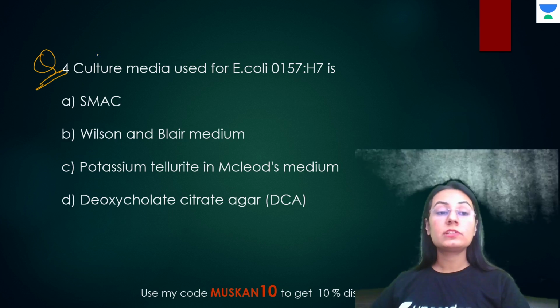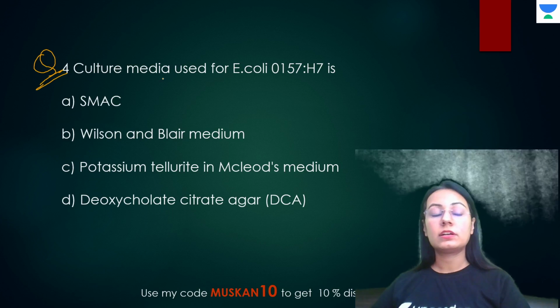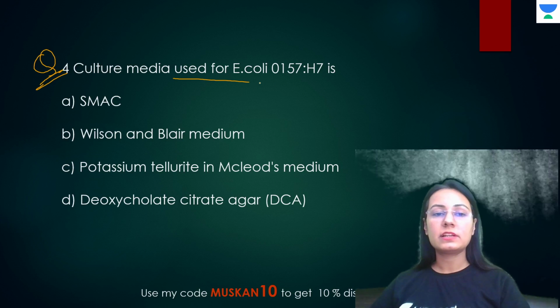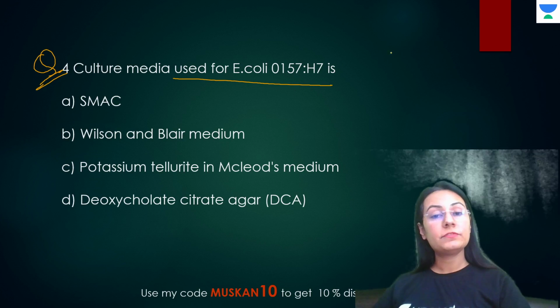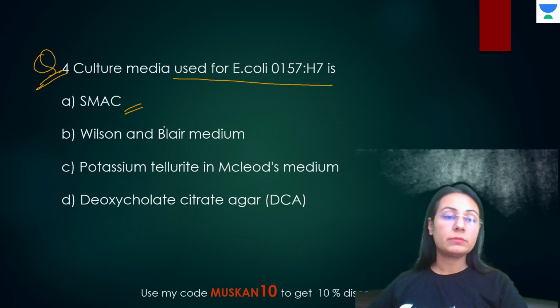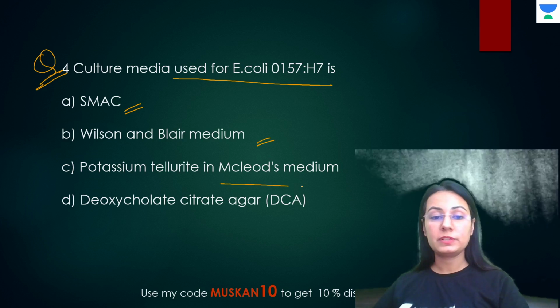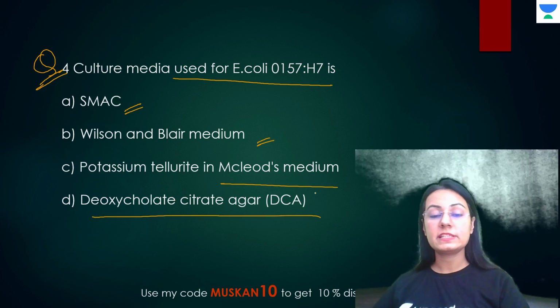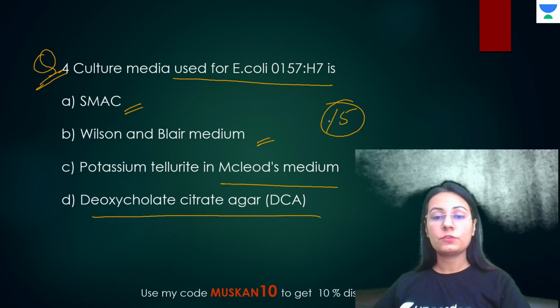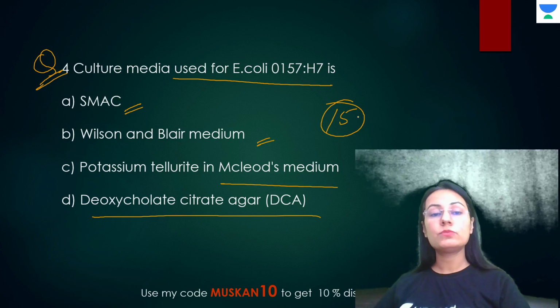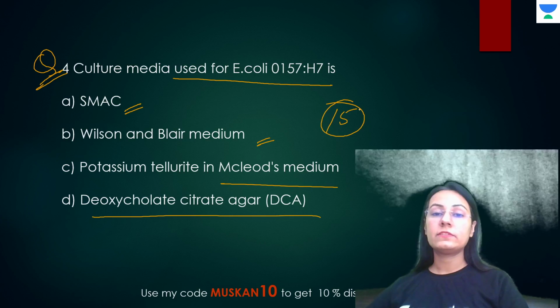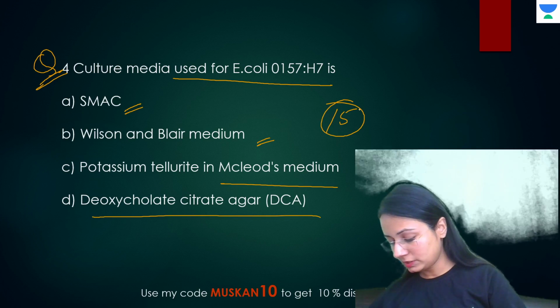Okay, now next question. Four culture media that are used for E. coli O157:H7: SMAC media, Wilson and Blair, potassium tellurite medium, or DCA. Ten seconds for the question: what is the culture medium that is used for the E. coli O157:H7 serotype?